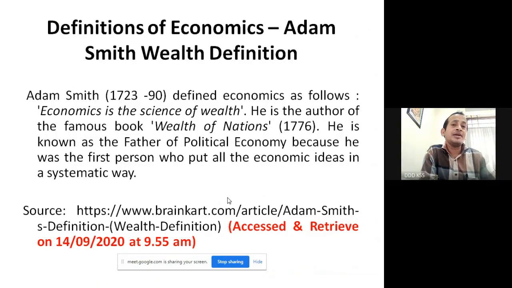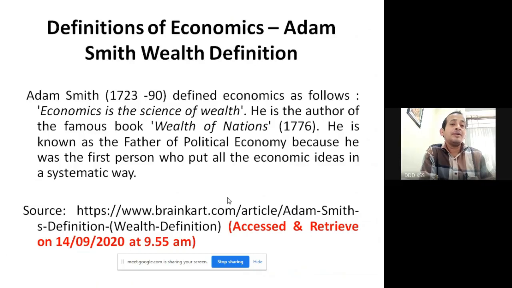Before starting the definition, I would like to inform you that Adam Smith's definition is also known as the wealth definition of economics. So a question may come: what do you understand by the wealth definition of economics, or define Adam Smith's definition of economics? To get the answer, we'll go through the definition given by Adam Smith, who said that it is the wealth definition of economics.